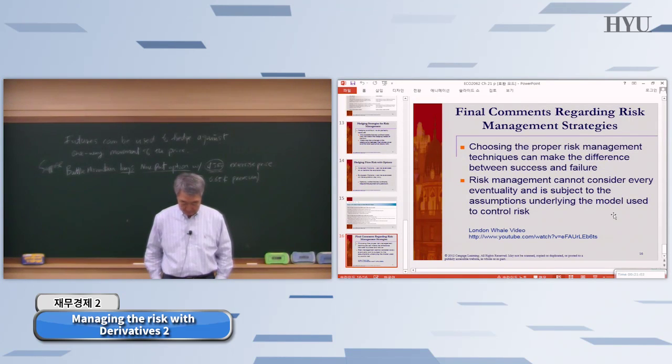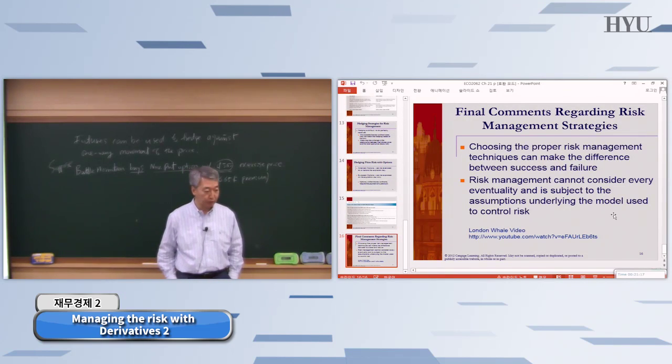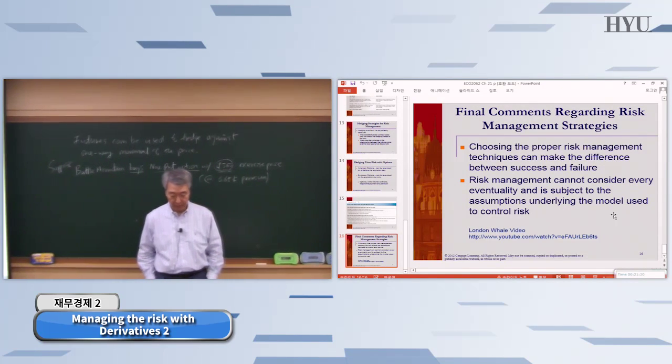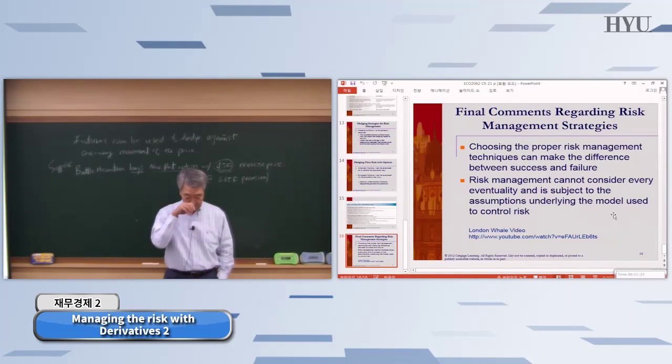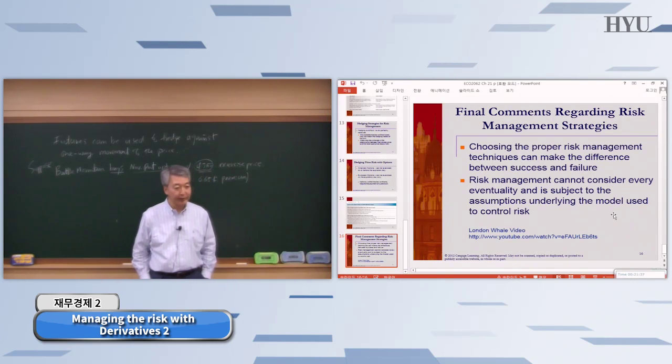And just a couple of obvious comments. Choosing the proper risk management technique, whether you choose forward, future, or option, can make the difference between success and failure. And management cannot consider every eventuality and is subject to the assumptions underlying the model used to control the risk. I'm sure you have heard of financial engineering.